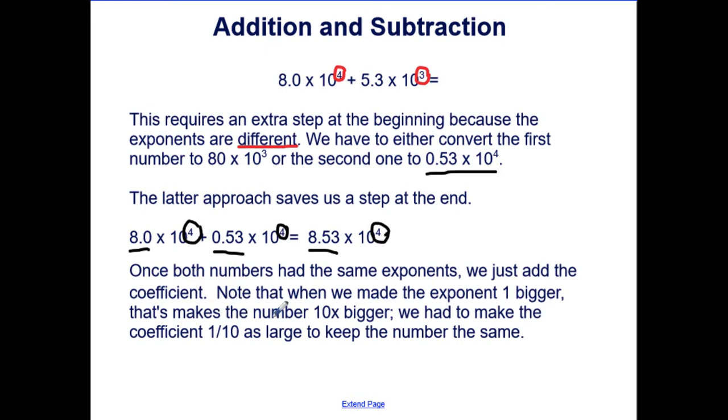So once both numbers had the same exponents, we just add the coefficients like normal. And note that when we made the exponent 1 bigger, that makes the number 10 times bigger. We had to make the coefficient 1/10 as large to keep the number the same. That's my trick, where if the number got smaller, your exponent got bigger, and vice versa. If your number gets bigger, your exponent gets smaller. You have to keep the balance between your coefficient and your exponent.